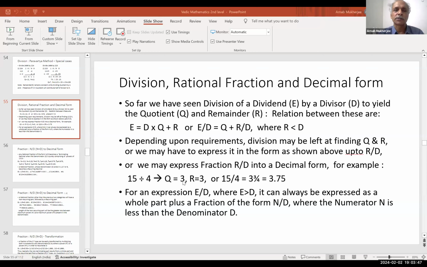15 divided by 4 is equal to 3 whole, with remainder 3 and quotient 3. So 15 by 4 is equal to 3 whole and 3 by 4, or 3.75. These are the different notations: the fractional notation, or the notation of decimal points. For an expression E by D, where E is greater than D, we can always express it as a whole part plus a fraction of the form N by D. Calling them remainder and divisor, in the general fraction we call them numerator and denominator.